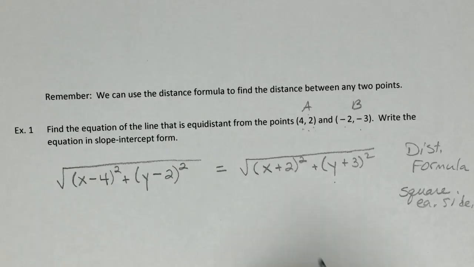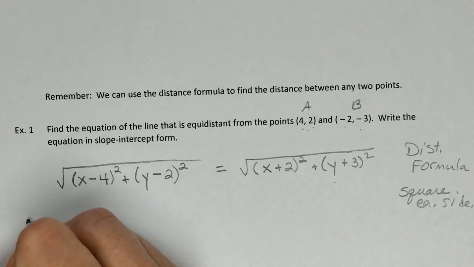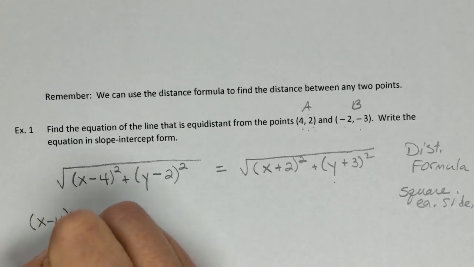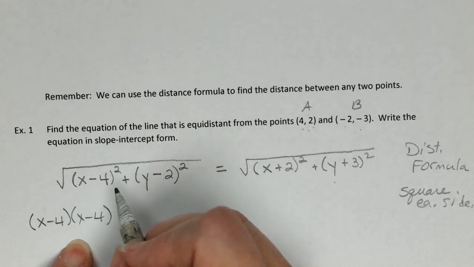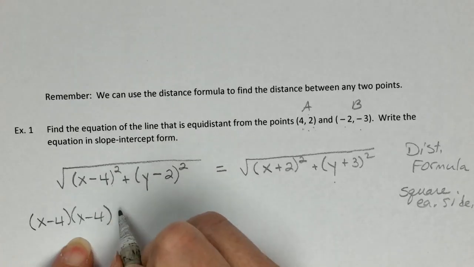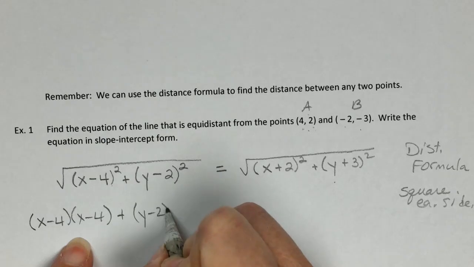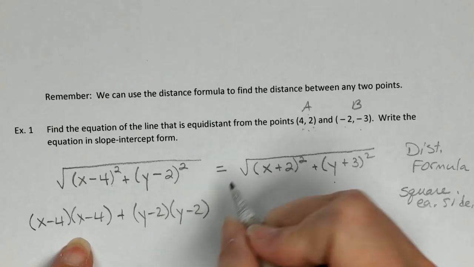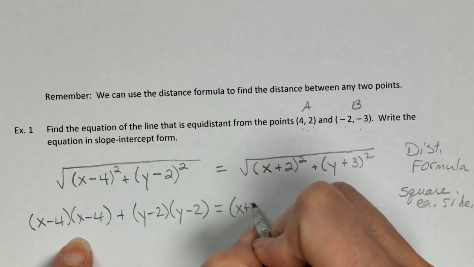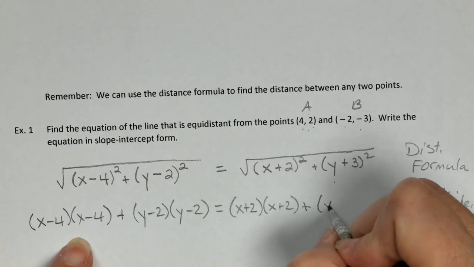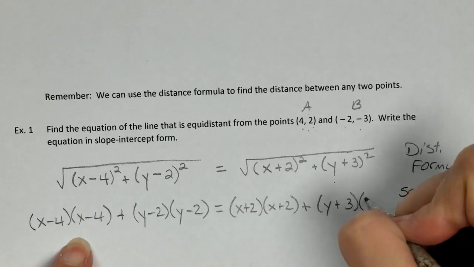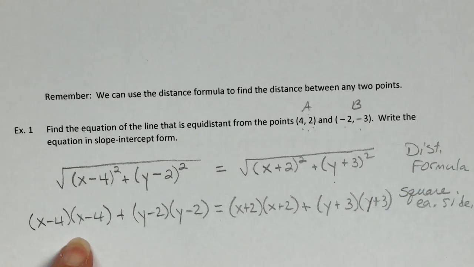So when I square each side, it's taking the radicals off, and I'm then going to write these out. If you're in the habit of not forgetting that middle term, you don't really need to write it out, but I want to make sure I don't forget here. So x minus 4 times x minus 4 plus y minus 2 times y minus 2 equals x plus 2 times x plus 2 plus y plus 3 times y plus 3.